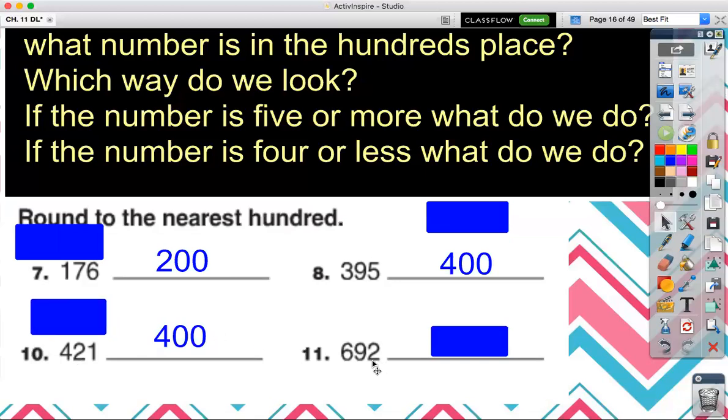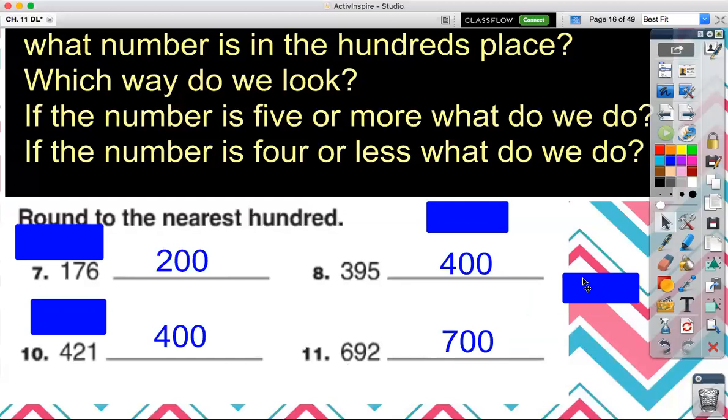692. What number's in the hundreds place? The 6. We're going to look which way? To the right. Good. Is this number 5 or more? Yes. So what do we do with this 6? We're going to take it up to a 7, and we're going to turn the rest of these numbers into what? Zeros. Good.